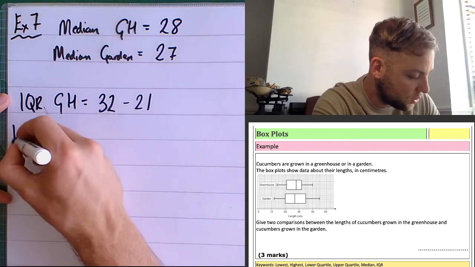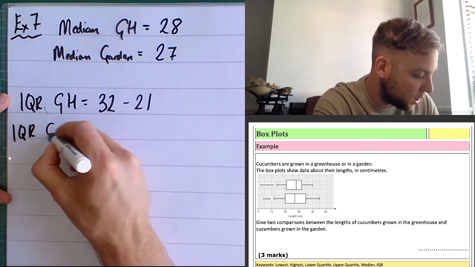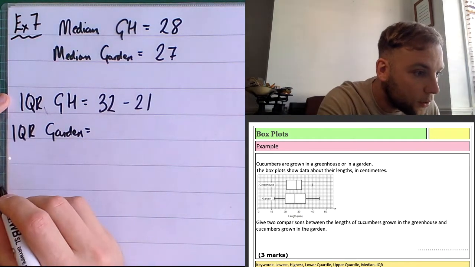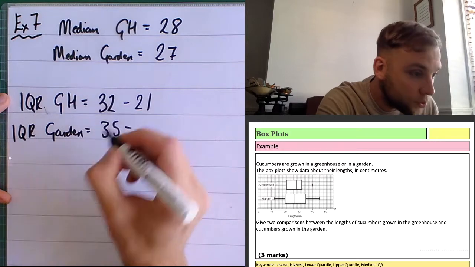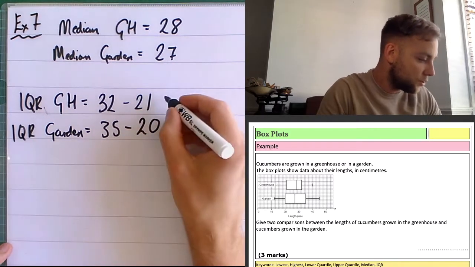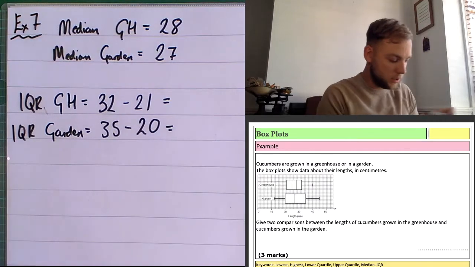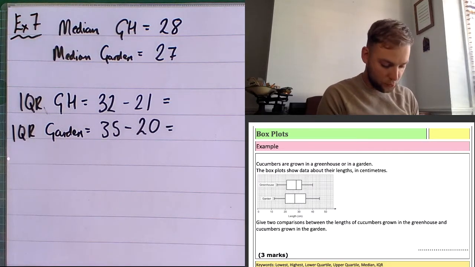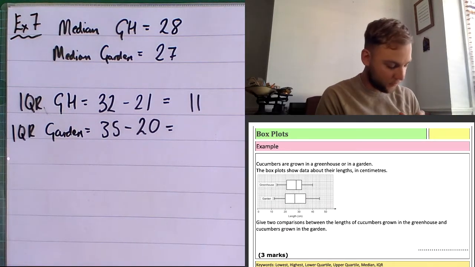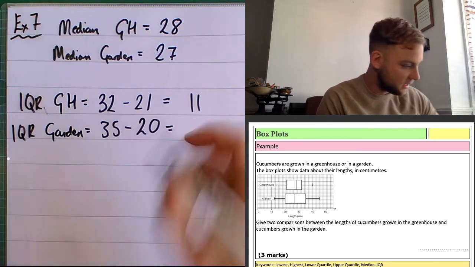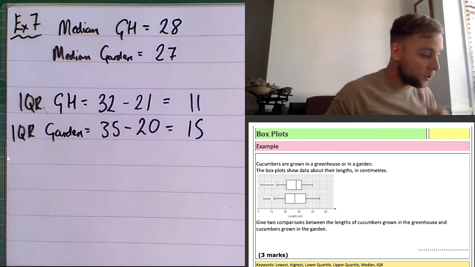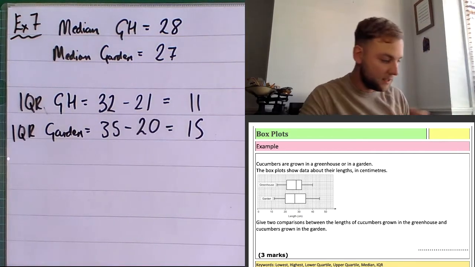And then the interquartile range for the garden is equal to 35 subtract 20. Brilliant. So let's work out what those two are. So 32 subtract 21, which in this case is equal to 11. And then 35 subtract 20, which in this case is equal to 15. So then you make your comparison. So we've got all of these now.